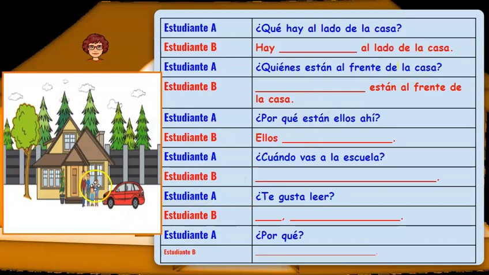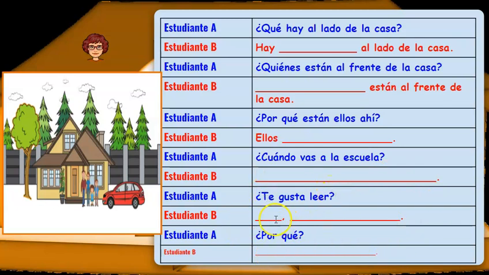¿Quiénes están al frente de la casa? And then you say, están al frente de la casa. ¿Por qué? Why están ellos allí? Ellos, and then you say something that explains why are they there. ¿Cuándo vas a la escuela? Now these 3 questions here are about you. So, ¿cuándo vas a la escuela? And then the person answers. That's why I just left them with lines. I didn't say any specifics there.